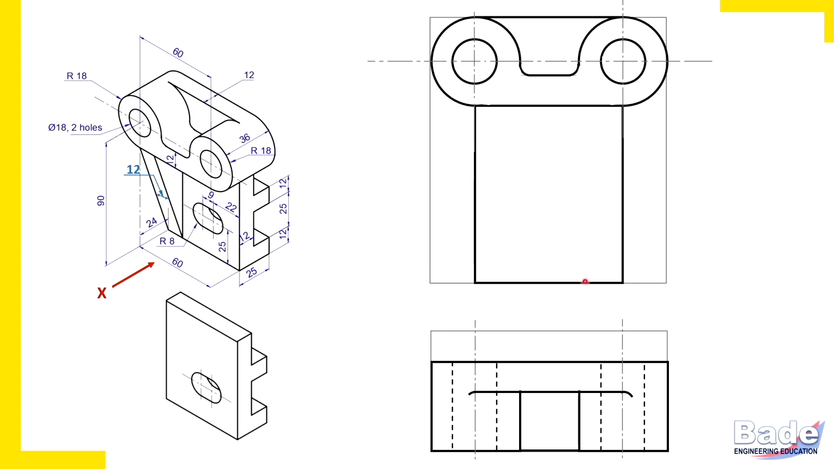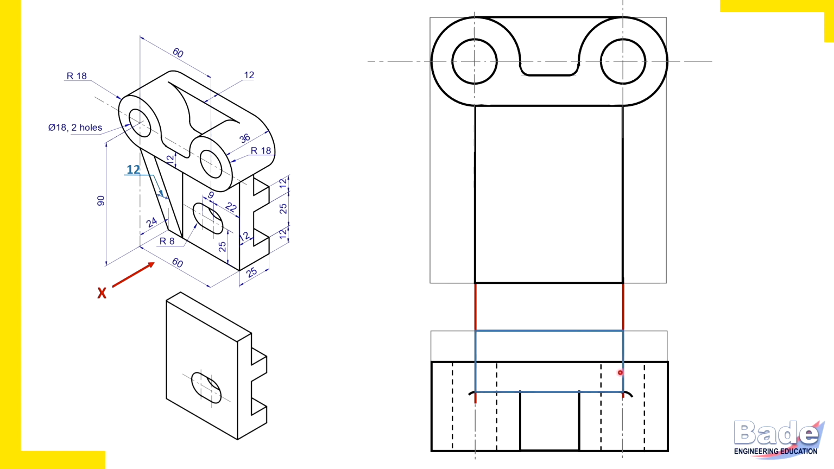Length 60 millimeter we have already measured here. Now project it downwards. And the width of the object is 25, but that is from the extreme back side. So from the back, 25 you should measure. And this is how we have completed the rectangle in the top view.